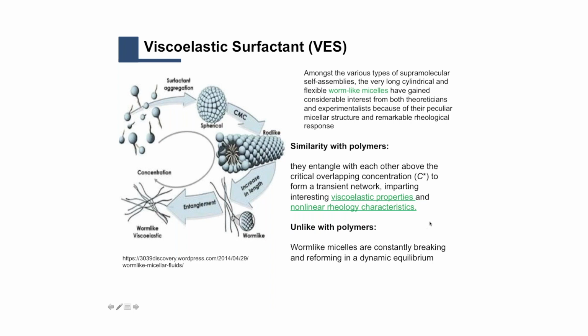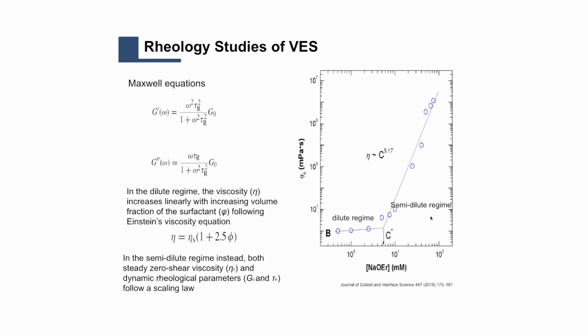It has properties that shift from a low viscosity fluid to a gel-like behavior simply by controlling the dynamic properties of the surfactant, but for sure at a much higher concentration than your CMC. So as you can see here, rheology is a very important tool to investigate these viscoelastic surfactants. One can measure or correlate the concentration with the change in viscosity.